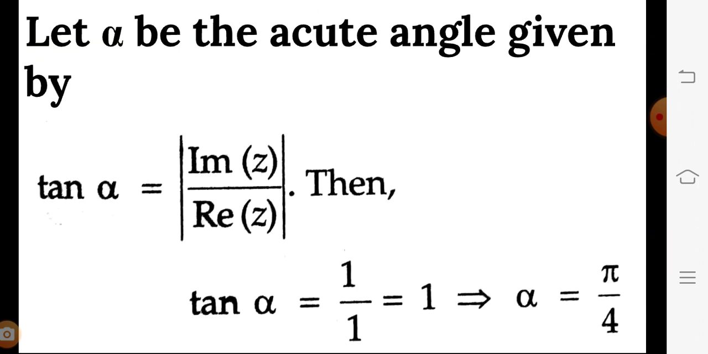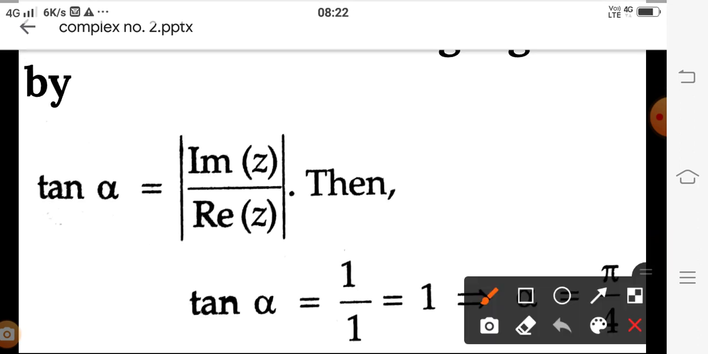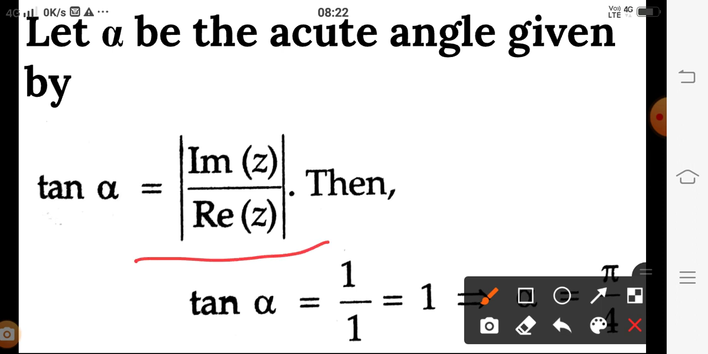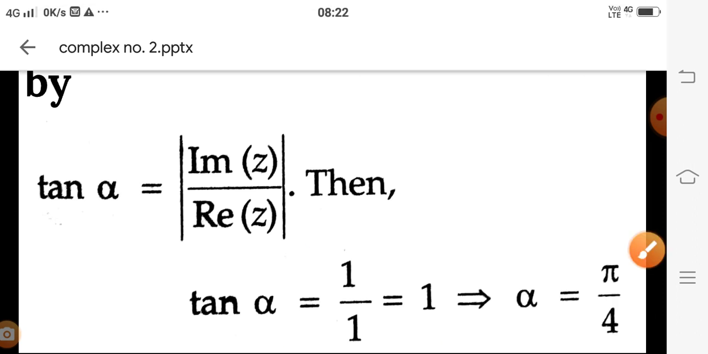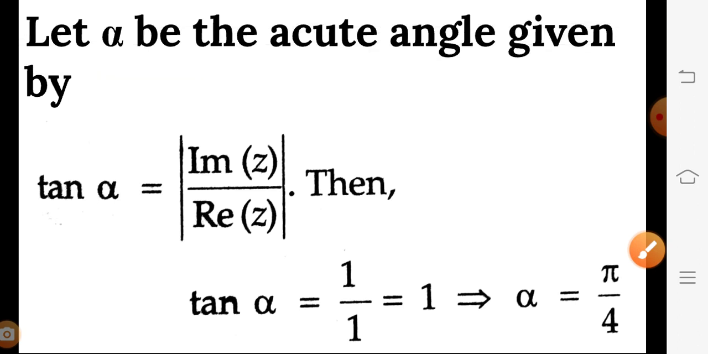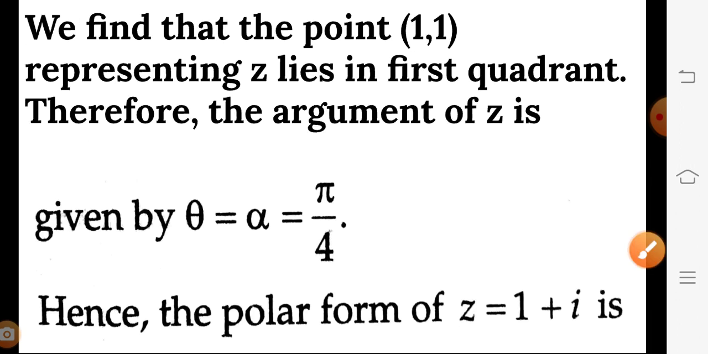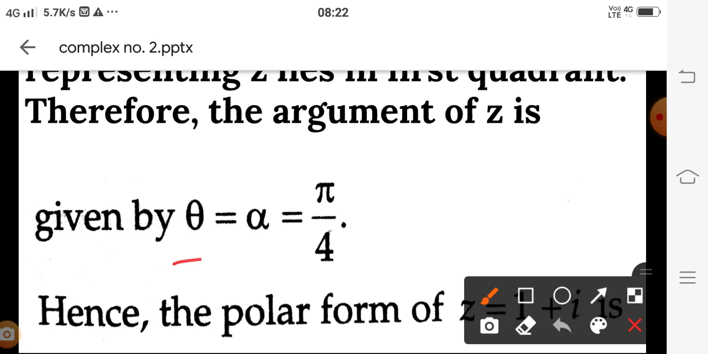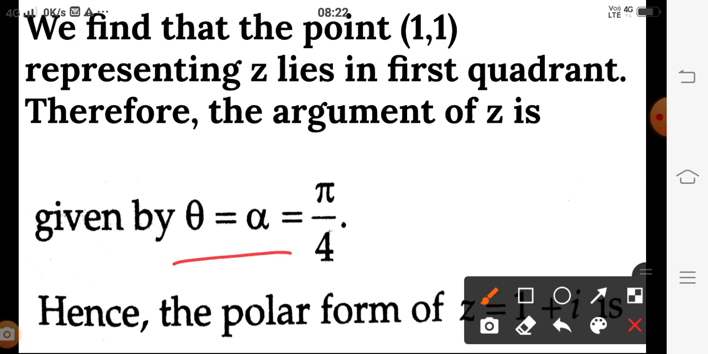Let us find the argument. Then tan alpha is imaginary part upon real part, and 1 upon 1 we get 1, and if tan alpha is equal to 1, then alpha is pi by 4. Now we have the value of alpha, and both the values are positive. It means that theta must lie in the first quadrant, and if it lies in the first quadrant, then the argument is the same as alpha. Then theta is equal to pi by 4.